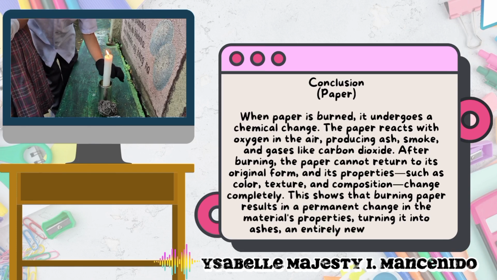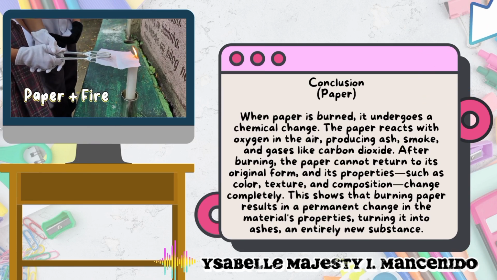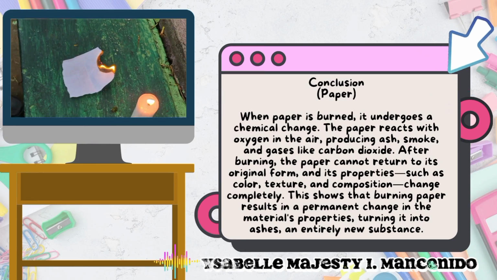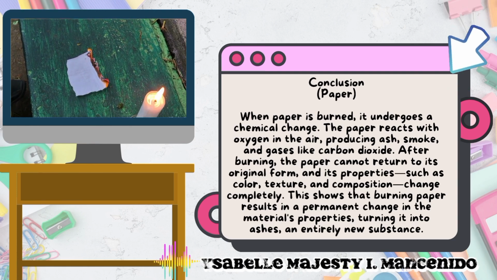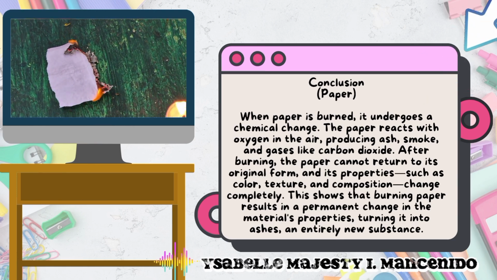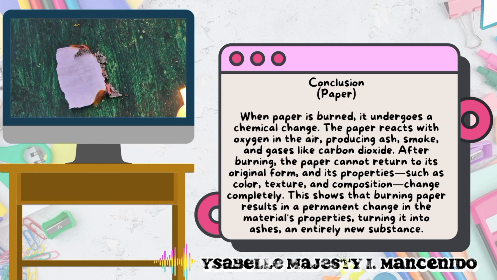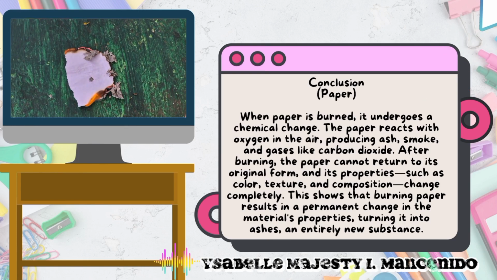Conclusion, paper. When a paper is burned, it undergoes a chemical change. The paper reacts with oxygen in the air, producing ash, smoke, and gases like carbon dioxide. After burning, the paper cannot return to its original form and properties.